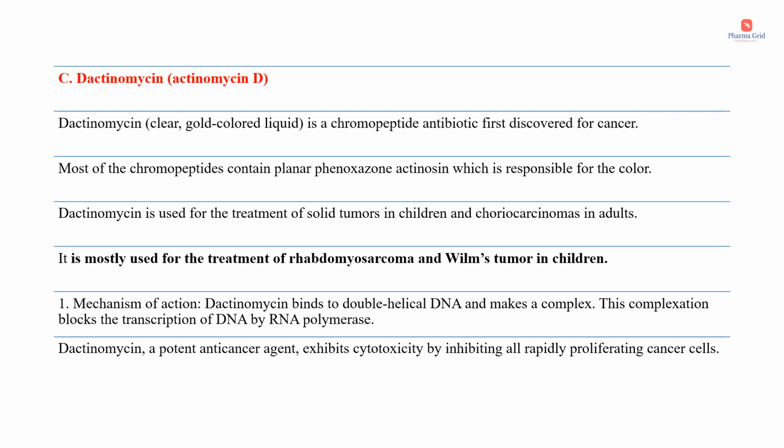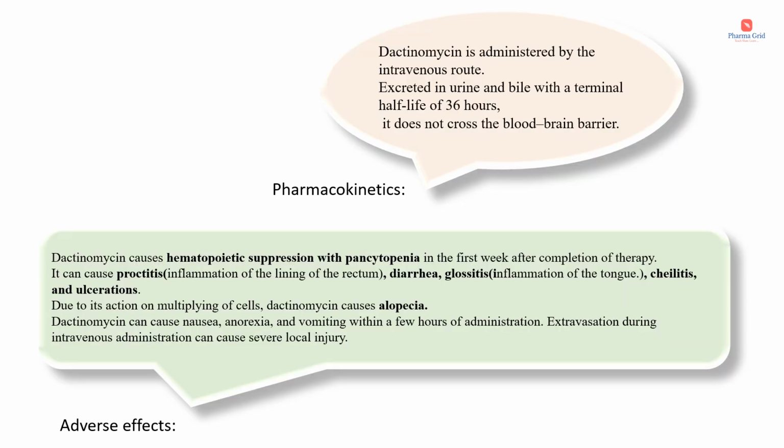Mechanism of action is that dactinomycin binds to double helical DNA and makes a complex. This complexation blocks the transcription of DNA by RNA polymerase. Dactinomycin, a potent anti-cancer agent, exhibits cytotoxicity by inhibiting all rapidly proliferating cancer cells. Dactinomycin is administered by the intravenous route, and it is excreted in urine and bile with a terminal half-life of 36 hours. It does not cross the blood-brain barrier.